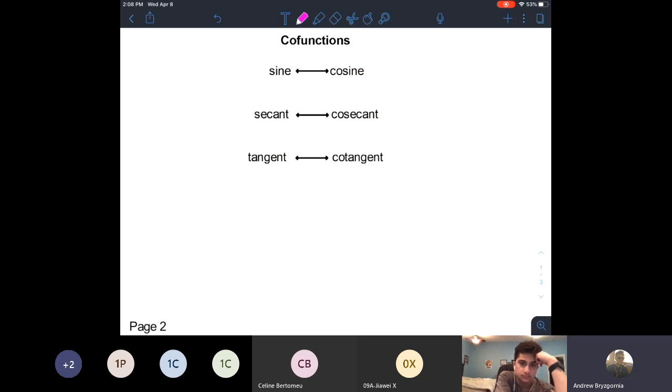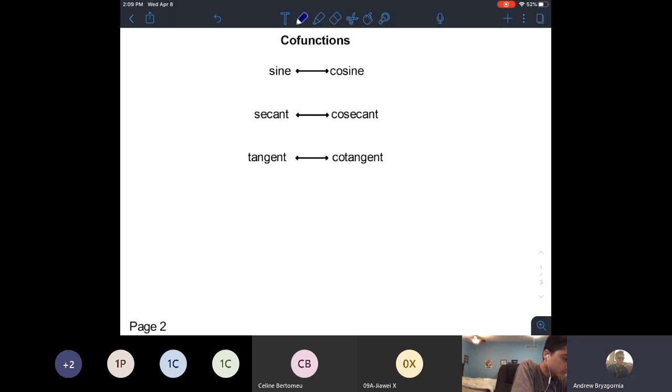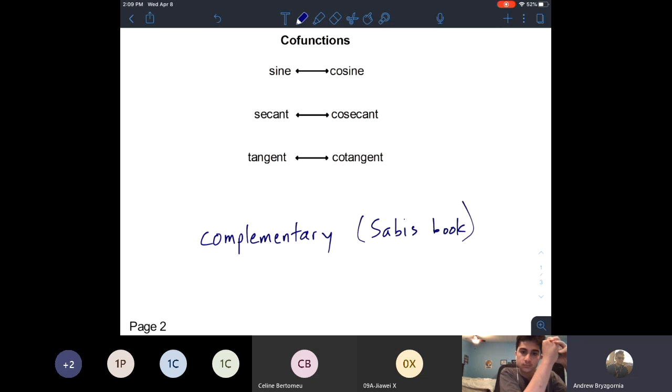So, like I was just saying, you can see sine does go with cosine here. In this case, secant with cosecant. And then the special one, tangent is still pairing with cotangent. There's no change there. And another way, the book actually prefers this terminology. It says that they're complementary. So that's another way that you could see these.